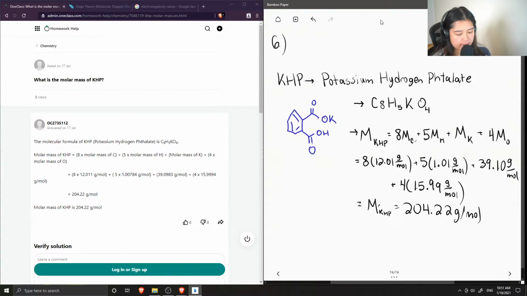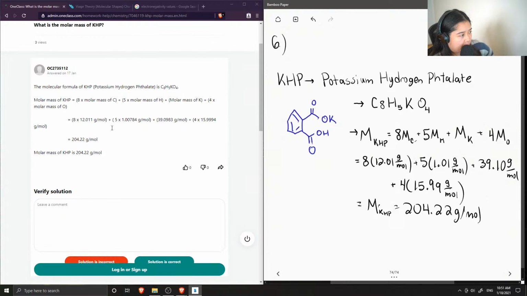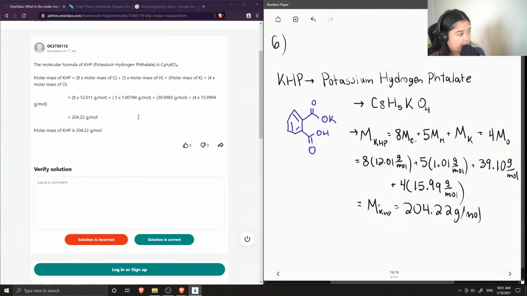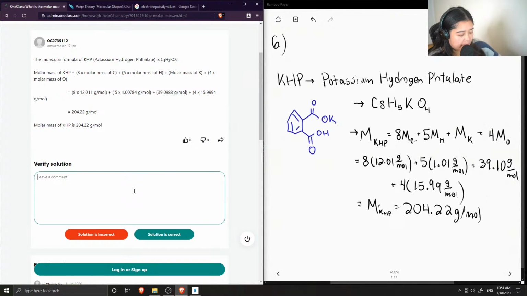Okay, so now let's see what the junior tutor said. The molecular formula of KHP, potassium hydrogen phthalate, is C8H5KO4. Molar mass of KHP, 8 times molar mass of carbon, 5 times molar mass of hydrogen, plus molar mass of potassium, plus 4 times the molar mass of oxygen. So they also got 204.22 grams per mole. So this solution is correct.